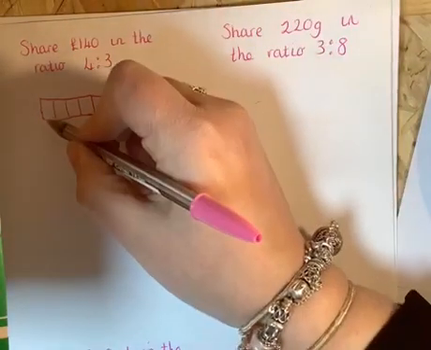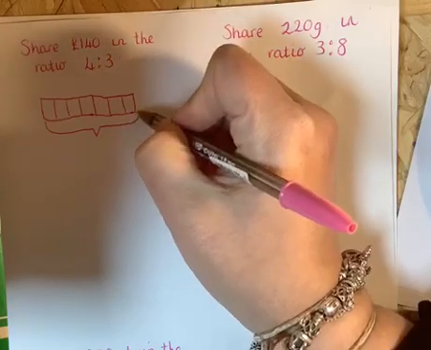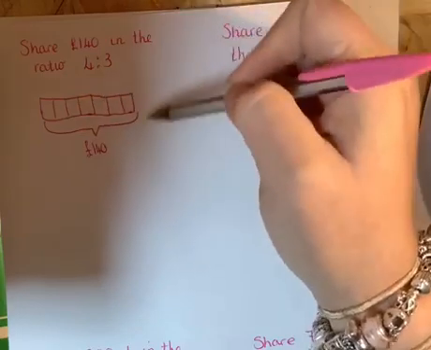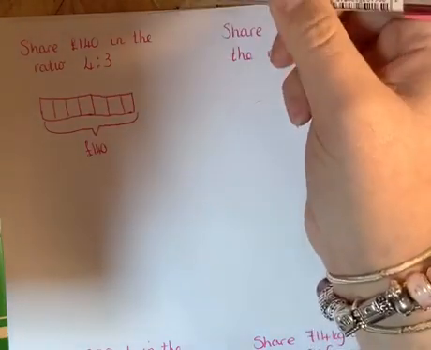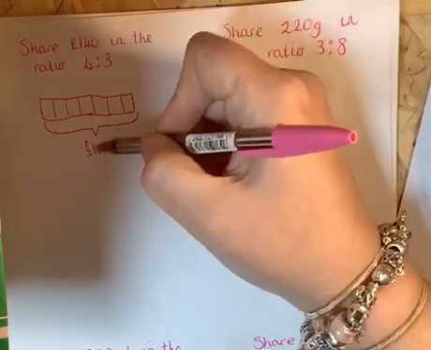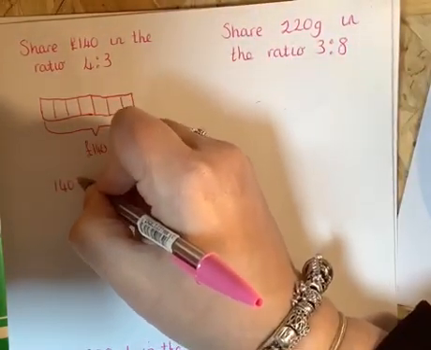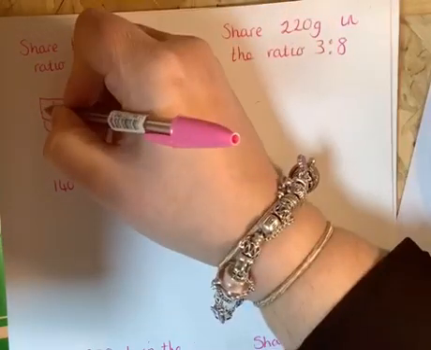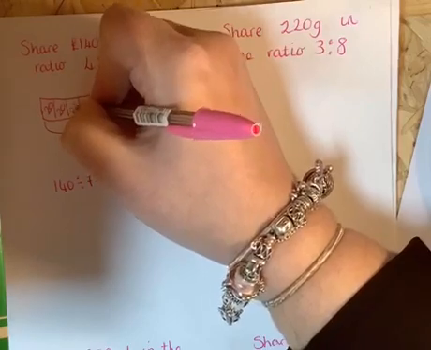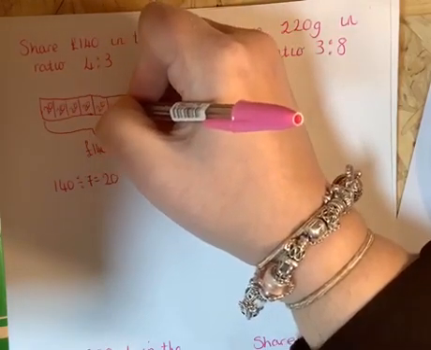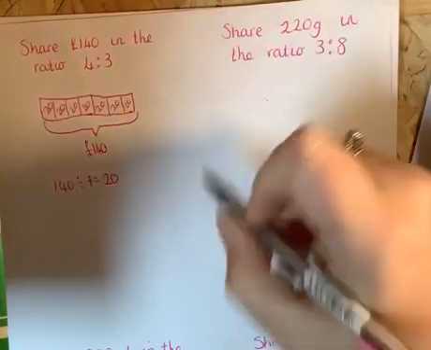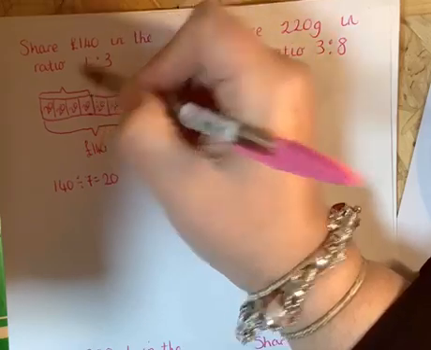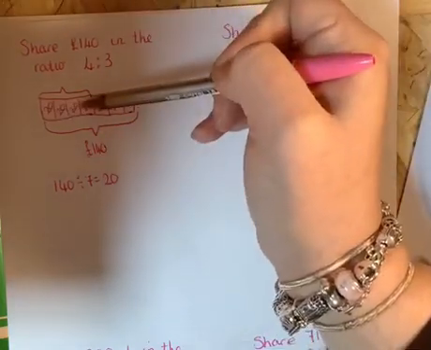So we know that altogether, this bar model is representing £140, and we need to know how much goes into each box to share it into those 7 equal parts. So we've got 140 divided by 7, which we know is 20. So actually each one of these boxes is worth £20. So the first one is 4 parts, so that's 4 boxes. So we know that that's 20, 40, 60, £80.